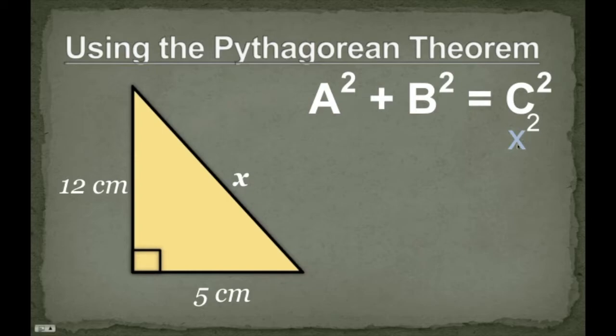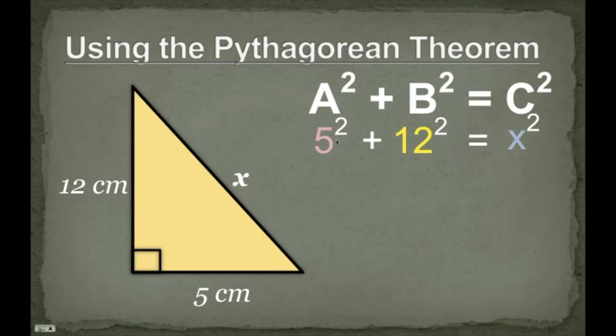So here we have x squared. Now the other two sides I have are my legs, because they are the sides that make up the right angle. It doesn't matter if we make the 5 centimeters a or the 12 centimeters a, because addition is commutative. But I normally like to put the smaller number as my a and the larger number as my b. So I'm going to plug in 5 for a, so I have 5 squared. And then my other leg is b, and that's going to be 12, so that'll be 12 squared. And then I just bring down my symbols. So now I've got 5 squared plus 12 squared equals x squared.